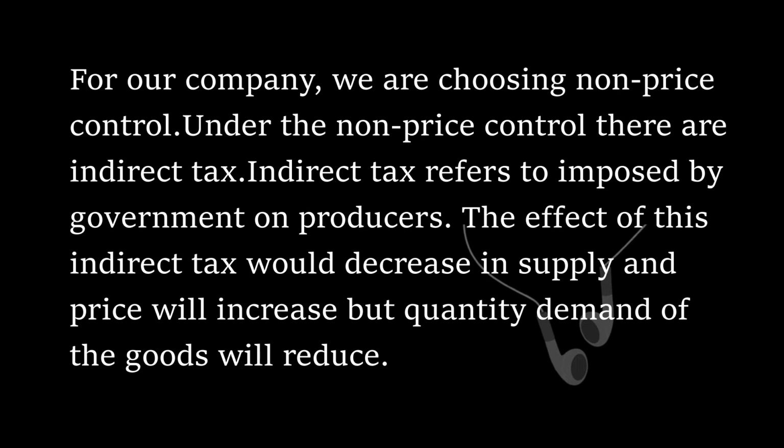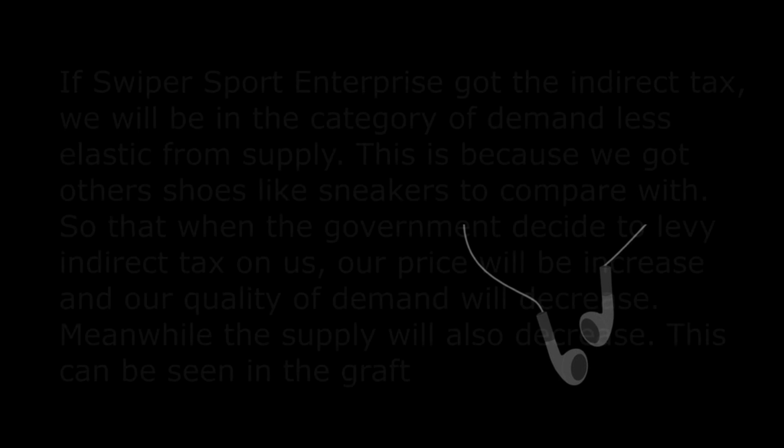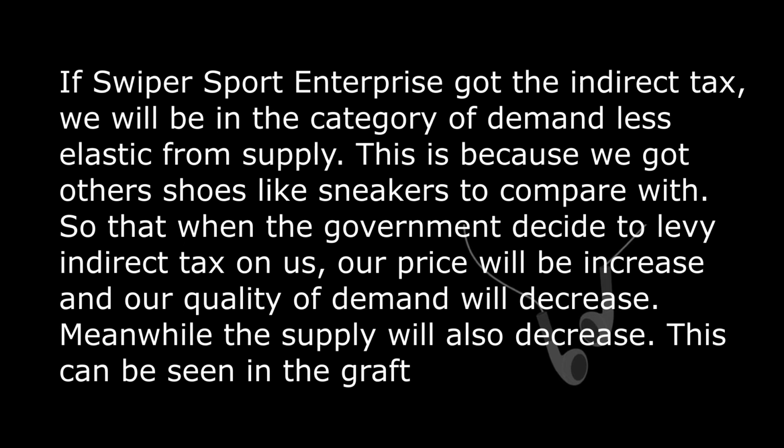The effect of this indirect tax is that supply will decrease and price will increase, but the quantity demanded of the goods will reduce. If Swiper Sport Enterprise gets the indirect tax, we will be in the category of demand less elastic than supply. This is because we have other shoes like sneakers to compare with us, so when the government decides to levy indirect tax on us, our price will increase and our quantity demanded will decrease. Meanwhile, the supply will also decrease.